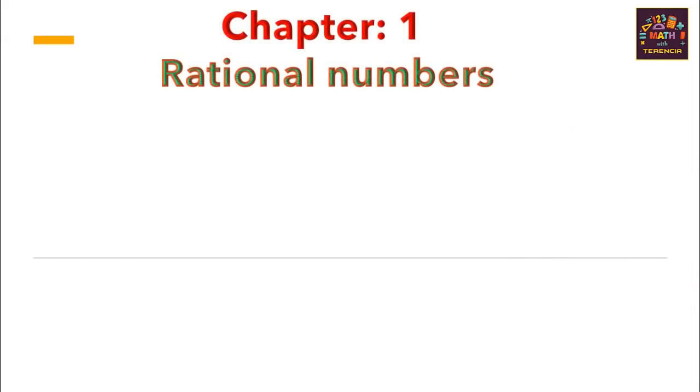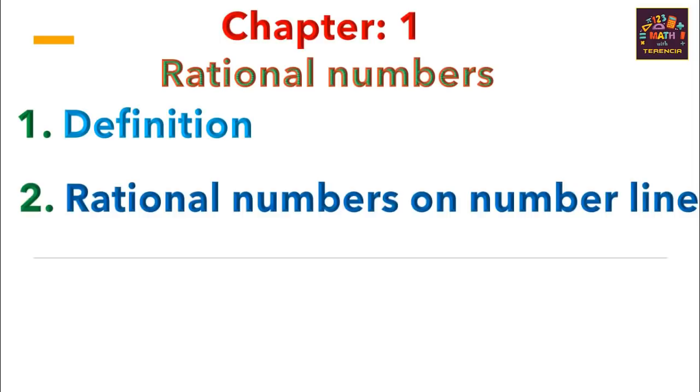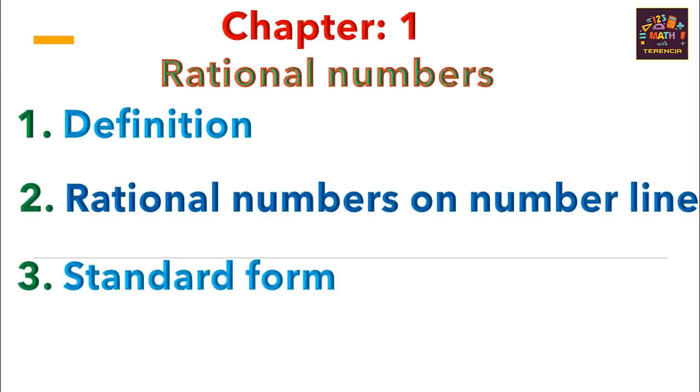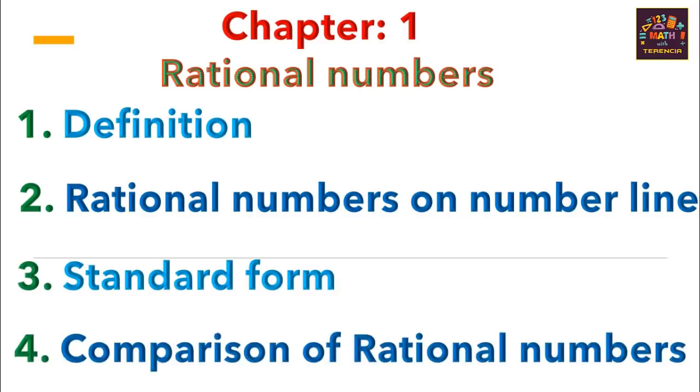The first chapter in term 1 is rational numbers. We have different lessons. First, we are going to see the definition, then numbers on the number line, standard form, and comparison of rational numbers. The first three lessons, that is definition, numbers on number line and standard form, will be discussed in this part, and the remaining will be done in the next coming parts.